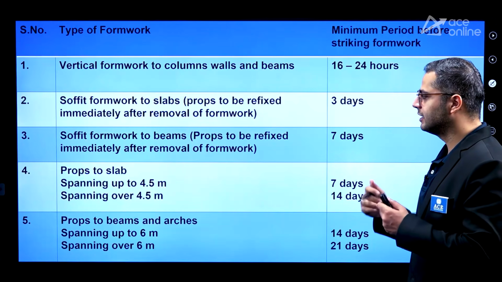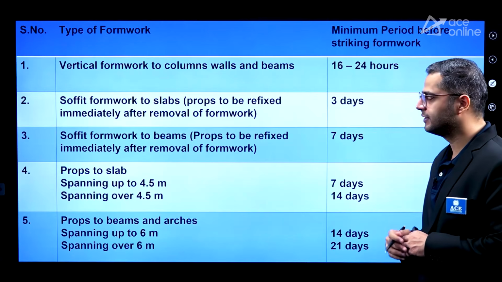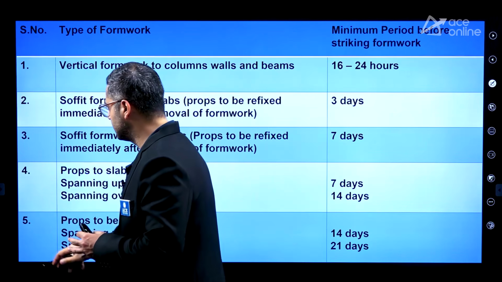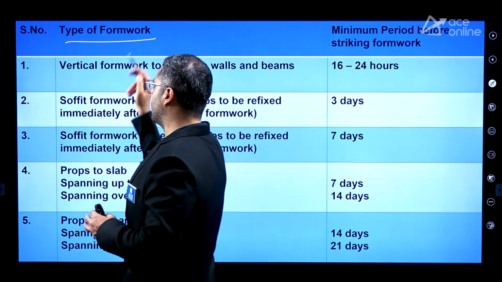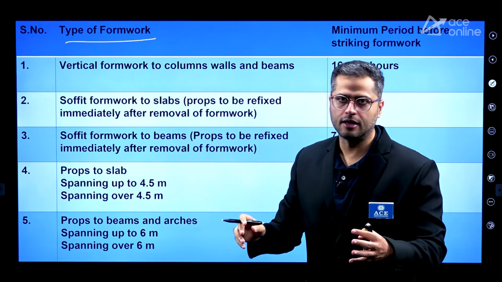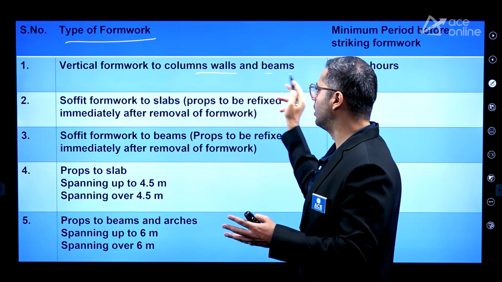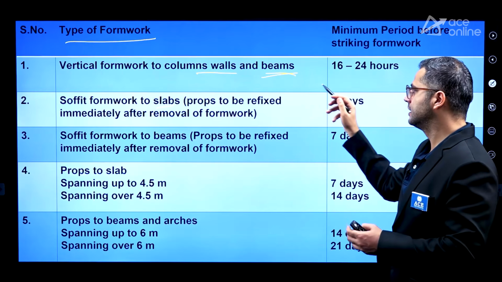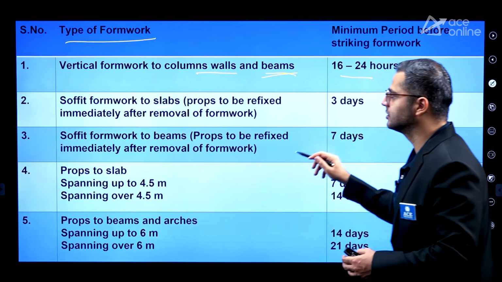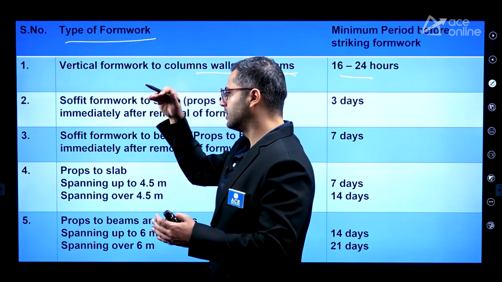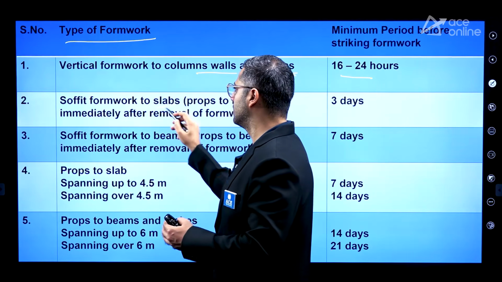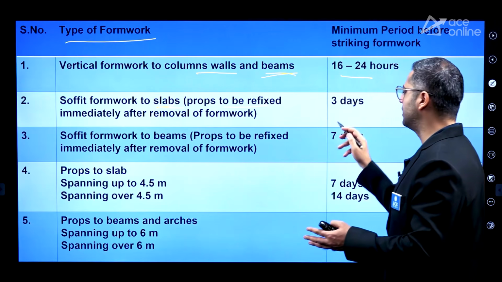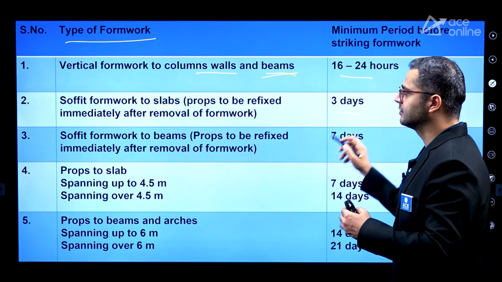So what I have done is I have taken out the table from IS 456-2000. Now the formwork, the type of formwork which is to be considered over here for various structures like columns, walls, beams, slabs, right? So for formwork for columns and walls and beams, it is 16 to 24 hours. And then the soffit or the underside of the slab, to which we have provided the formwork, it is 3 days.